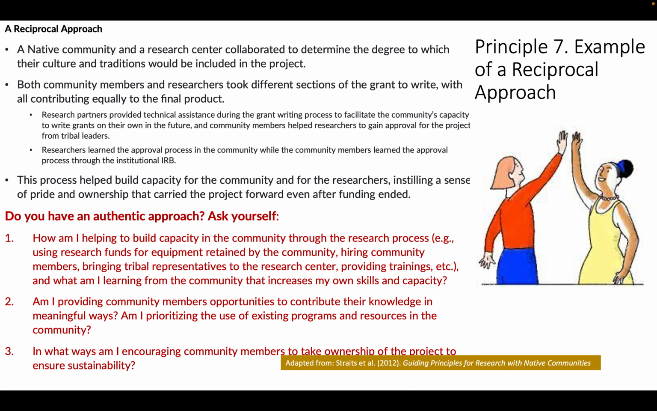Am I providing community members opportunities to contribute their knowledge in meaningful ways? Am I prioritizing the use of existing programs and resources in the community? In what ways am I encouraging community members to take ownership of the project to ensure sustainability?